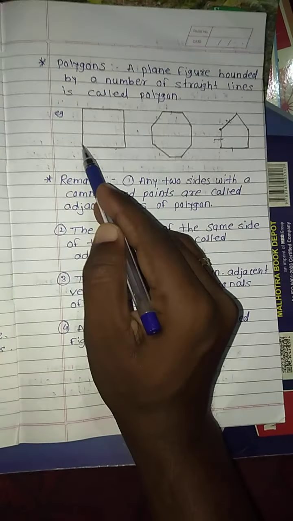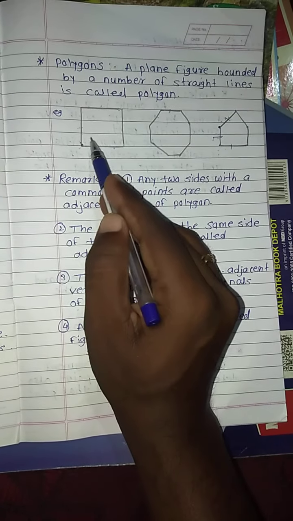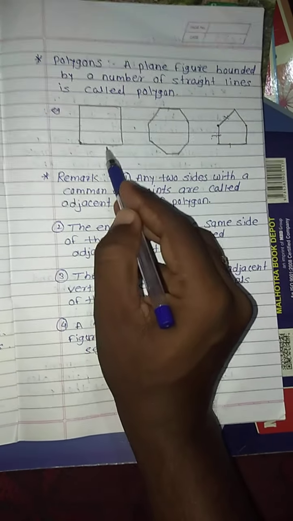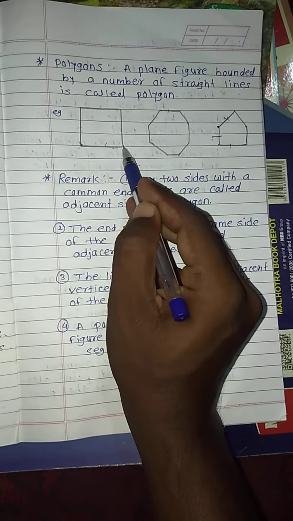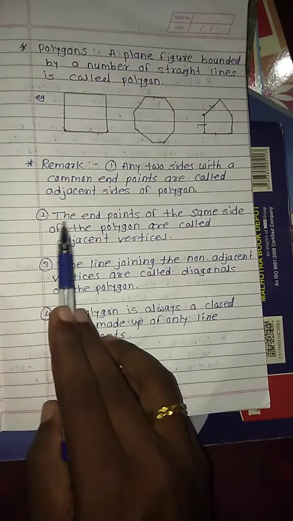Okay, I hope you understand adjacent sides. Here also you can say that this line and this line have this common point. Then you can say this line and this line are adjacent, or observe this line and this line, you can see that they are adjacent because they have a common point here. I hope you understand. Now we are moving toward the next.